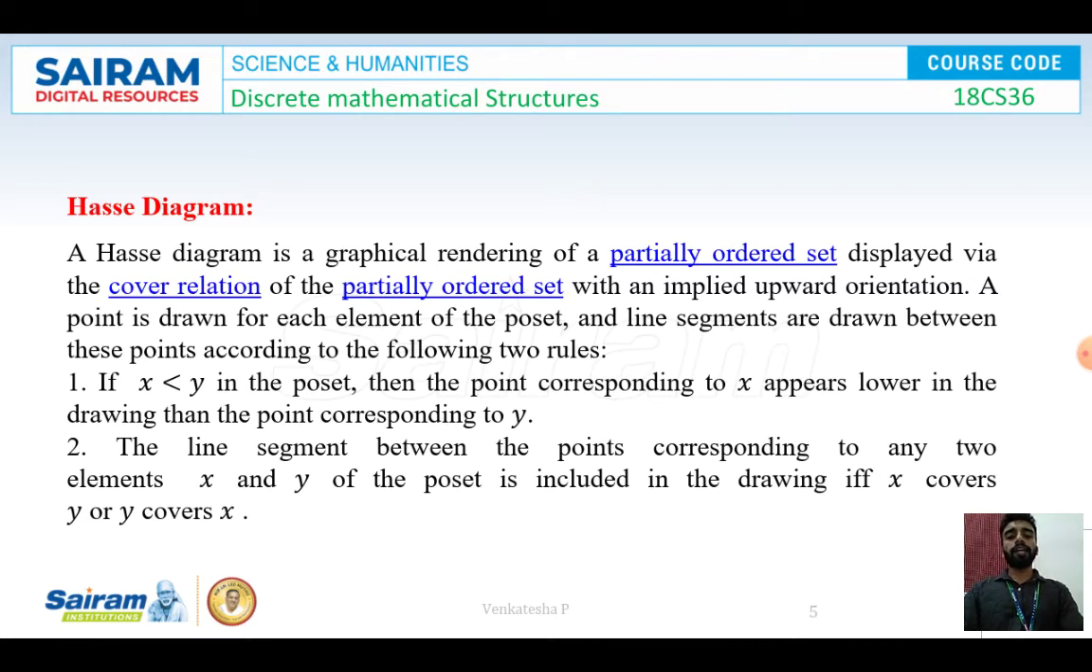So next is Hasse diagram. A Hasse diagram is a graphical representation of a partially ordered set, displayed with an implied upward orientation always. To draw a Hasse diagram, we have to follow some conditions. The first condition is that in the ordered pair, x must be less than y, and the next condition is that the lines will be drawn in the upward direction.